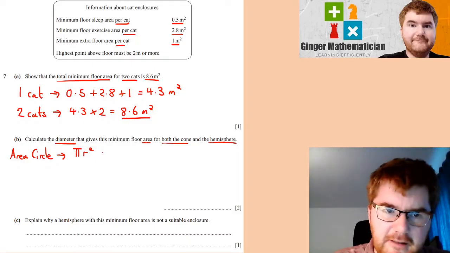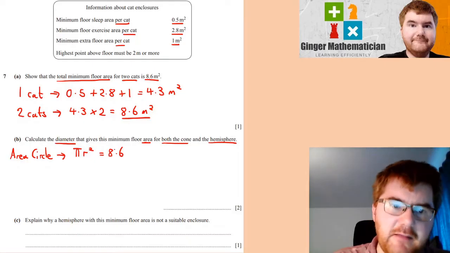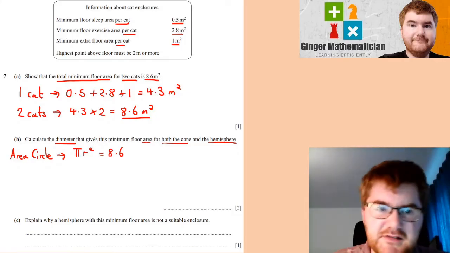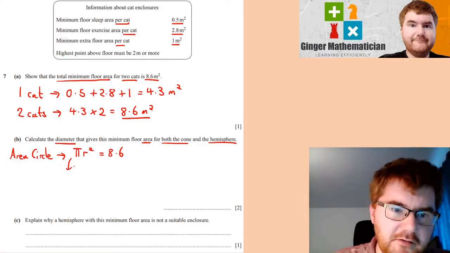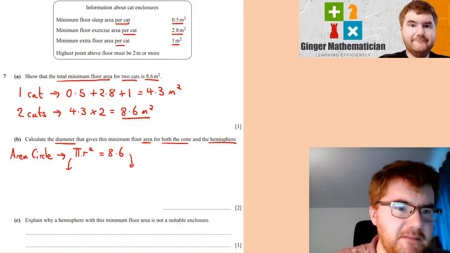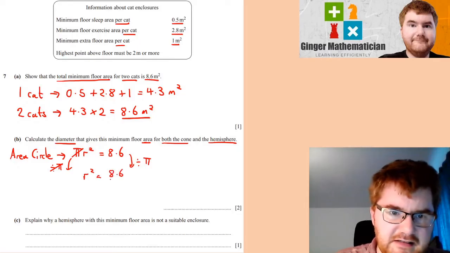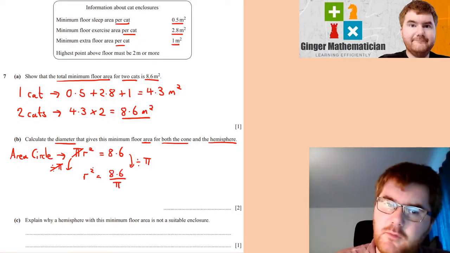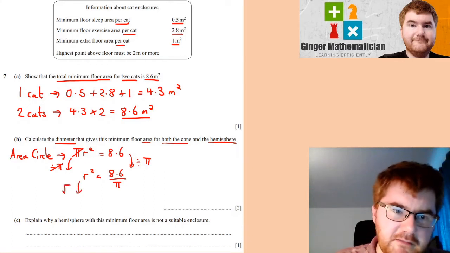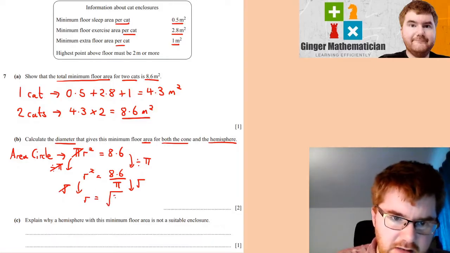So we're going to make this formula equal to 8.6, and then we're going to work out the radius to start with. So we want to get r on its own, so we need to work through our equation skills. What's the opposite of timesing by pi? Well, we're going to divide by pi on both sides. This cancels, leaving us with r squared equals 8.6 over pi. And then when you think what's the opposite of squaring something? Well, that's going to be square rooting on both sides. And then we can work out the radius, which is equal to the square root of 8.6 over pi.